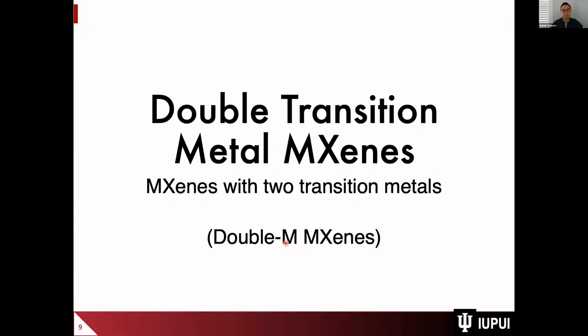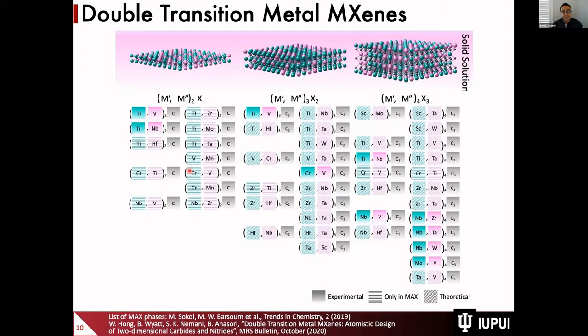Now, double transition metal come in two different forms. One is, well, when we mix two different metals, like many other material systems, we have alloy. And the alloy is usually a random solid solution. We see the same thing in MAX phases. And this is something that had been explored a long time ago. And also in the MXene form, the solid solution was part of the second paper published by Michael Naguib, the second paper published on MXene in 2012. So solid solution MXene and MAX phases are available.